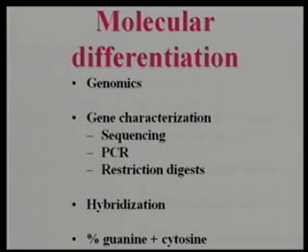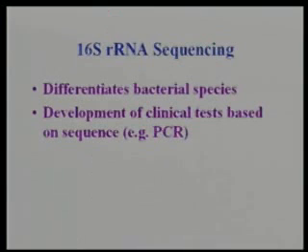I'm going to explain to you what hybridization is, and I'm going to show you what PCR is in a little more detail. I shouldn't have to explain to you what sequencing is, but by definition, sequencing is getting the DNA sequence. Okay, as an example of telling species apart, first at the taxonomy level, then in a clinical kit: 16S RNA sequencing differentiates bacterial species.